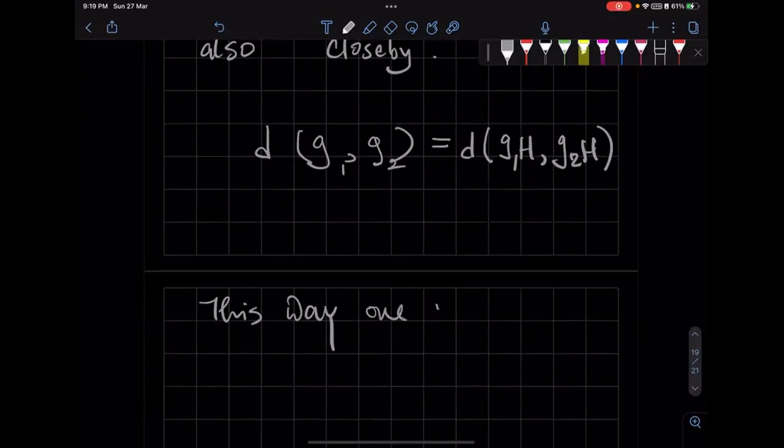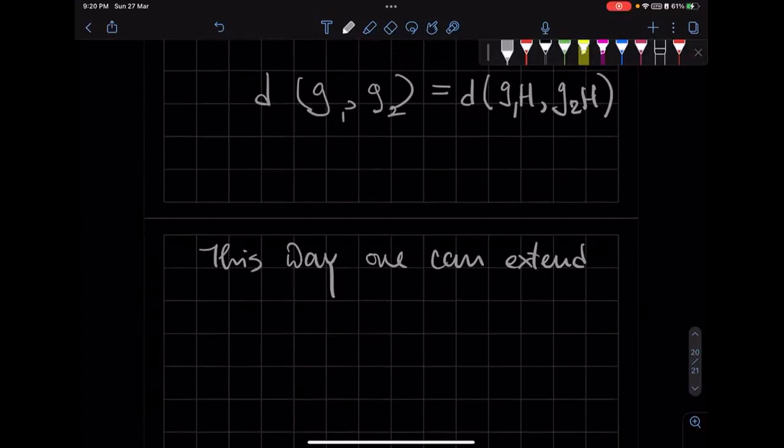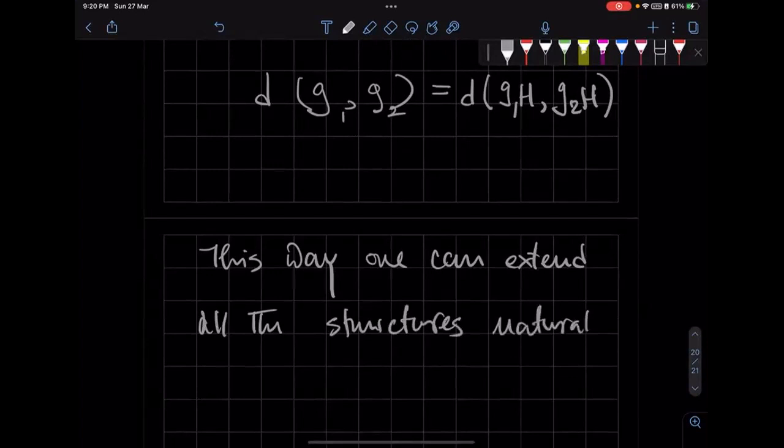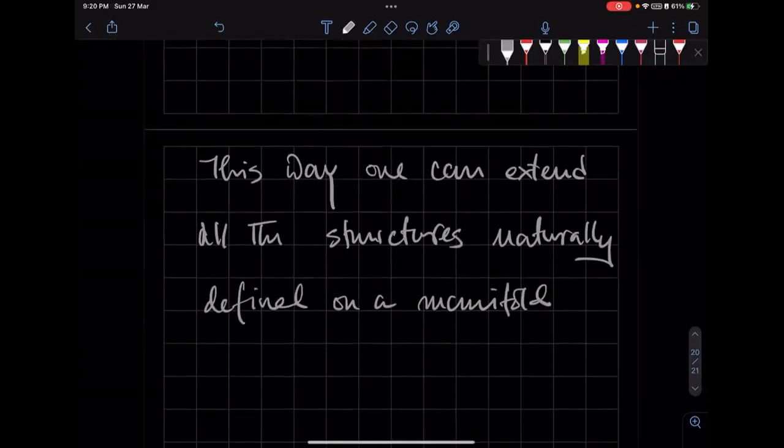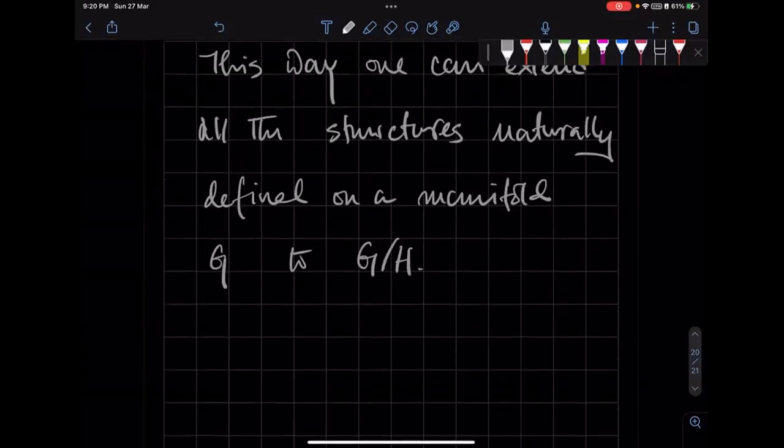This way, one can extend or continue all the structures naturally defined on the manifold G to G over H. Okay, and then G over H becomes a manifold.